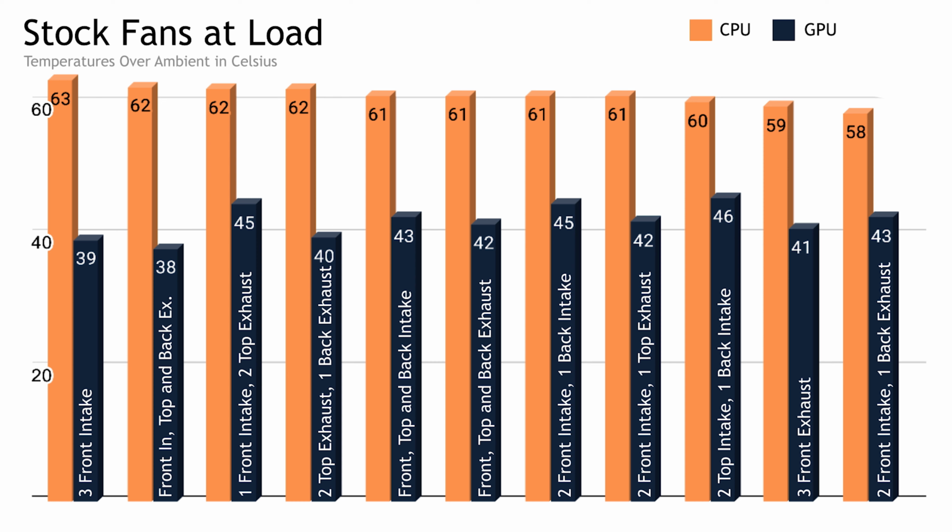Given the data here, if you are looking for a decent mix of cooling for your GPU and CPU, and given that the stock cooler on the Ryzen 3600 is the best, I would set my case fans in the 2 front intake and 1 back exhaust configuration.